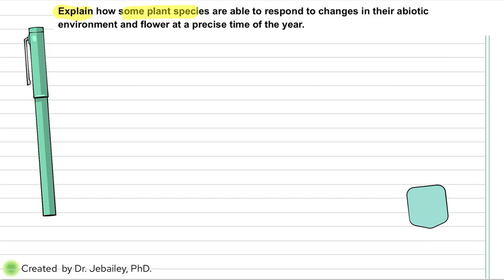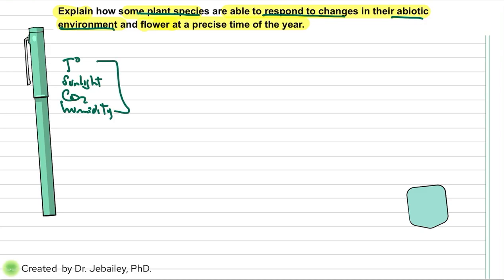Let's see here. Explain how some plant species are able to respond to changes in their abiotic environment and flower at the precise time of the year. So from this, the first thing it says is we're talking about plants. And then it says respond to changes in the abiotic environment. When you talk about the abiotic environment, we're talking about changes such as maybe the temperature, maybe the sunlight, maybe the amount of CO2, whatever it is, humidity. So this is what abiotic means. And flower at its precise time of the year.